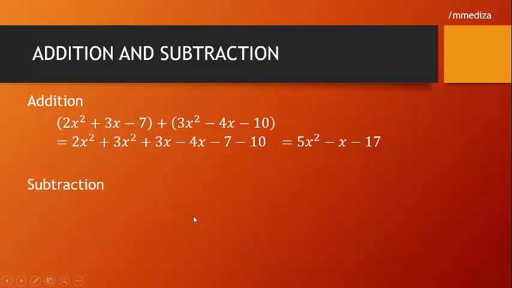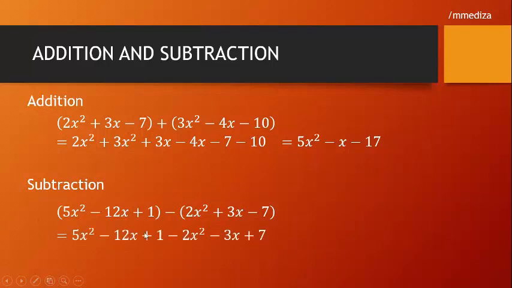Same with subtraction. The only difference is we're going to distribute the minus sign or the negative sign to each term inside the parentheses. So this will result to 5x squared minus 12x plus 1 minus 2x squared minus 3x plus 7. Then combine like terms and simplify. Therefore, we have 3x squared minus 15x plus 8.